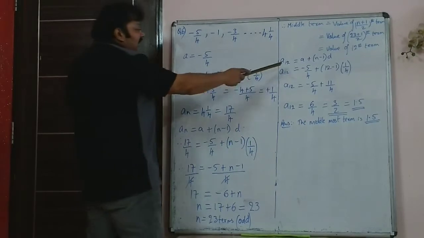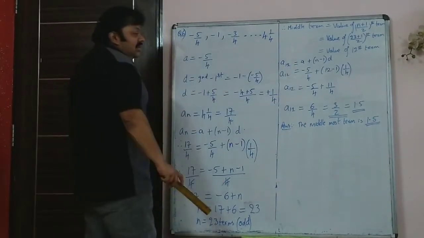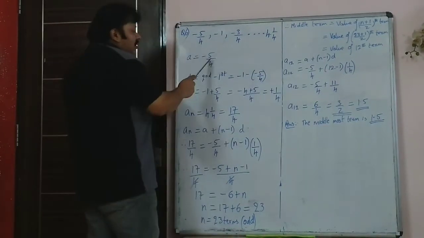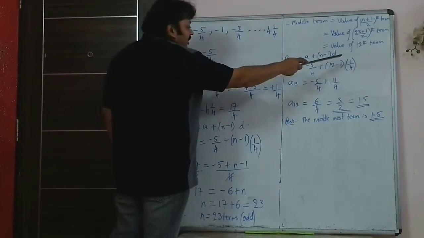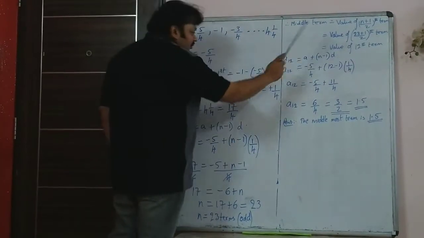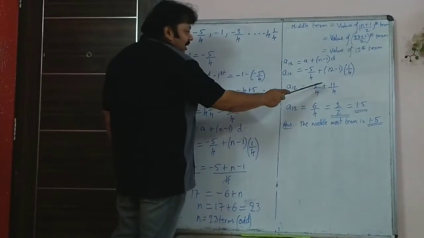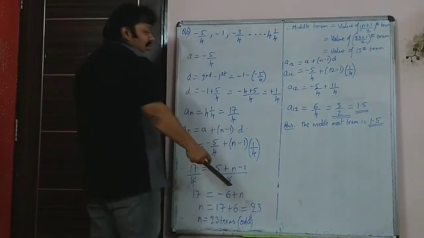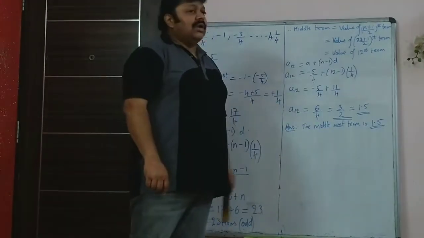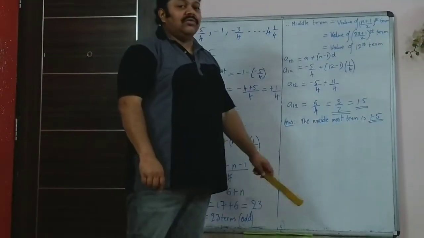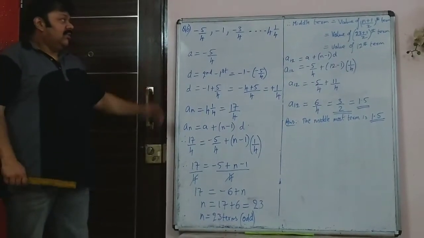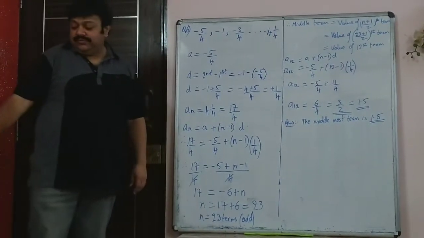So what is the 12th term? It is a plus n minus 1 d. n is 12. So minus 5 by 4, your a, plus 12 minus 1, and d is 1 by 4. So from that you will get minus 5 plus 11 upon 4. So that is 6 by 4 or 3 by 2. So you can write it as 3 by 2 or you can write it as 1.5. So the middlemost term is 1.5. Please copy all this in your notebook.